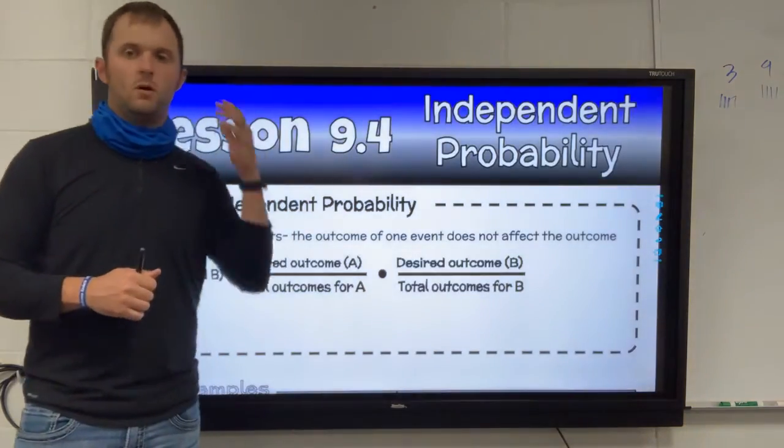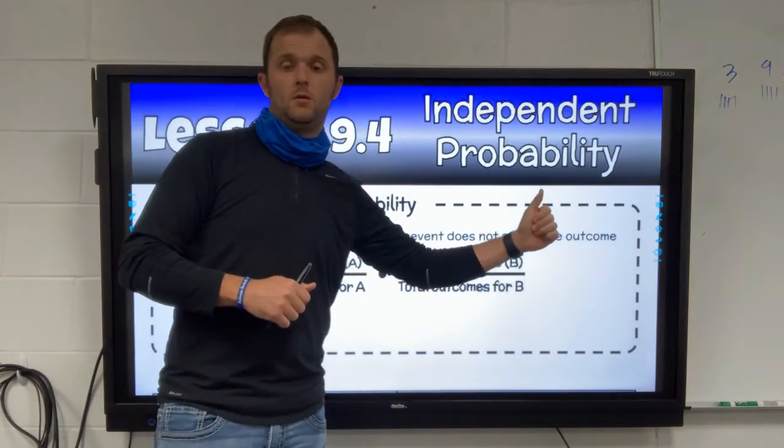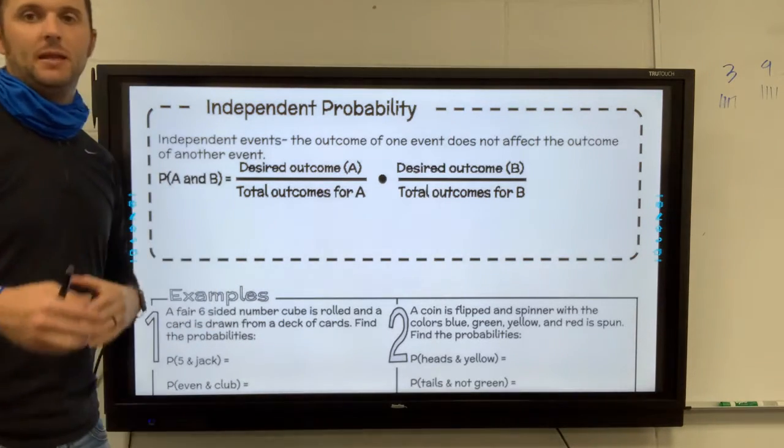So welcome to 9-4, and today we are talking about something called independent probability. Okay, so let's jump into that. So the first thing we need to look at is, what do I mean by independent probability?